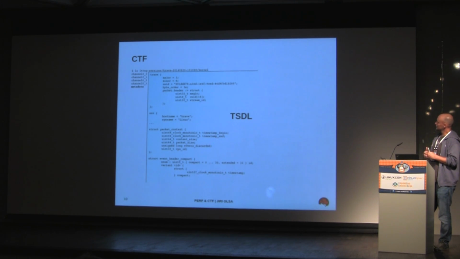To do this, the metadata file uses the TSDL language, which stands for Trace Stream Definition Language. This language allows you to describe the binary data. It's a very complex language. It allows you to define any type you're interested in, and it provides you the means to define structures that can be used within the binary files.